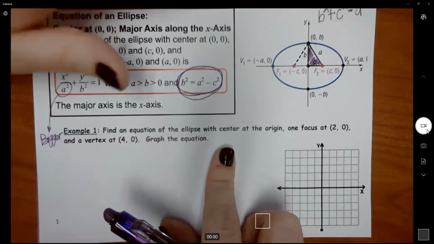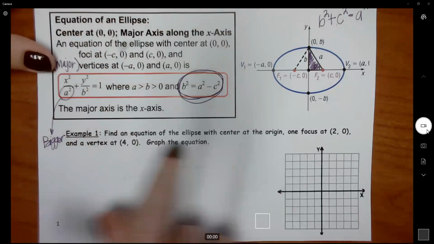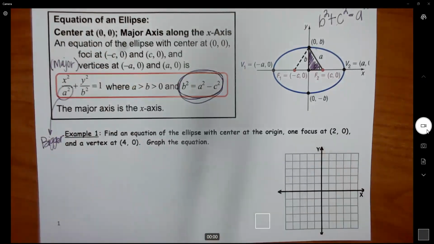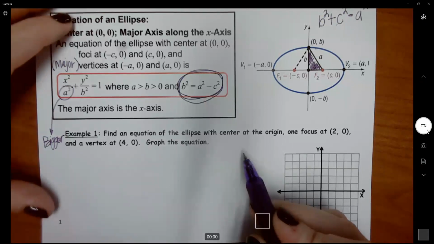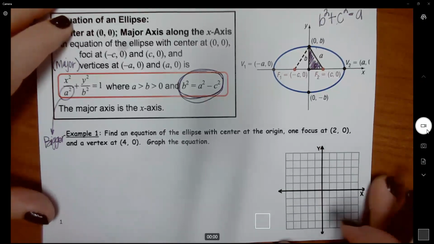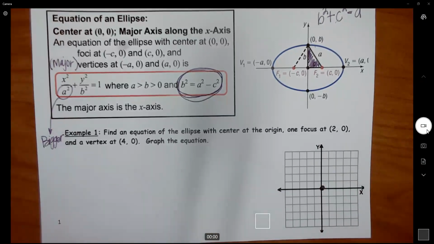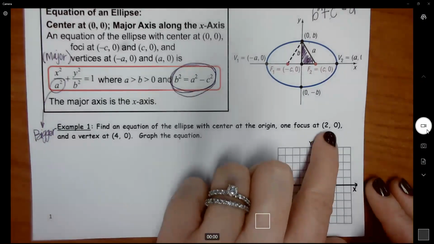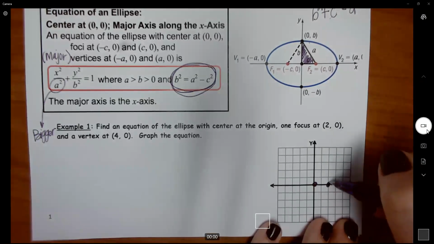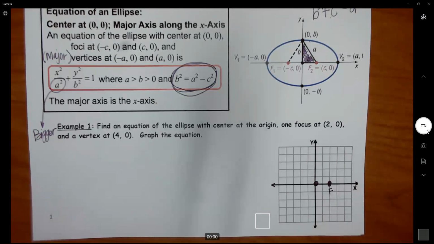So let's use all of this information right here with example 1. It says find the equation of the ellipse centered at the origin, with one focus at 2, 0 and a vertex at 4, 0. Graph the equation. Okay, so I'm just going to start plotting some stuff. I have the center at the origin. I have one focus at 2, 0, and I'm going to label that as an F.